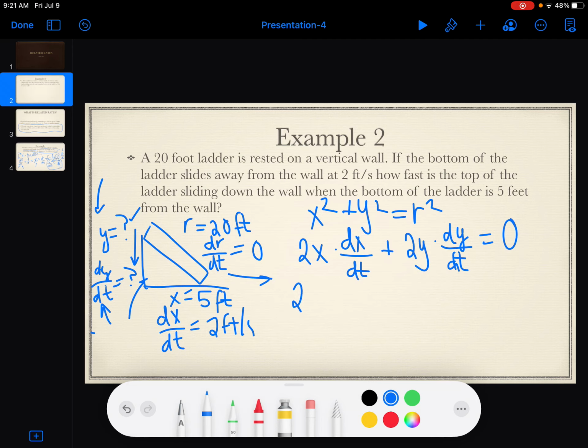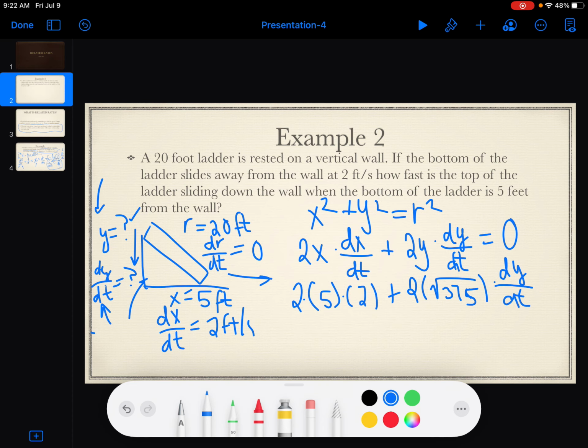So 2, what is x? Well, x is 5. What's dx by dt? Well, that's 2 as well. Plus, what's 2y? Well, y was just the root of 375. There we go. Times dy by dt. And that's what we're looking for, right?